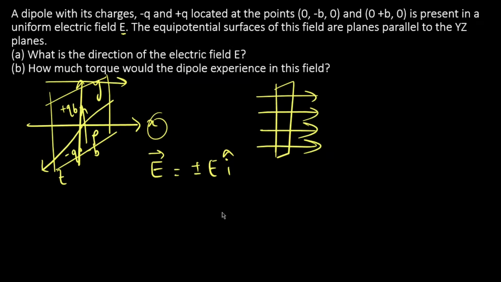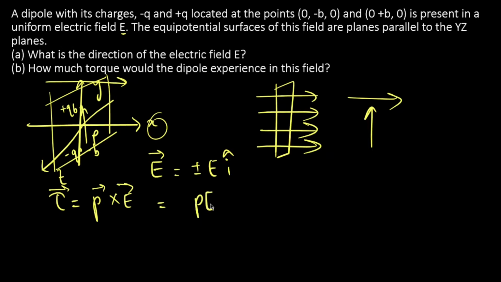Secondly, they have asked us to find the torque that the dipole would experience in this field. So we know that torque is given by P cross E, that is the dipole moment cross the electric field, and since P is in the y direction and E is in the x direction, they are both perpendicular, so we can say that theta is 90 degrees. So this can be written as PE n cap. Since P is in the y direction and E is in the x direction, by the right hand thumb rule we can say that the resultant torque will be in the z direction. So instead of n cap we can write k cap.